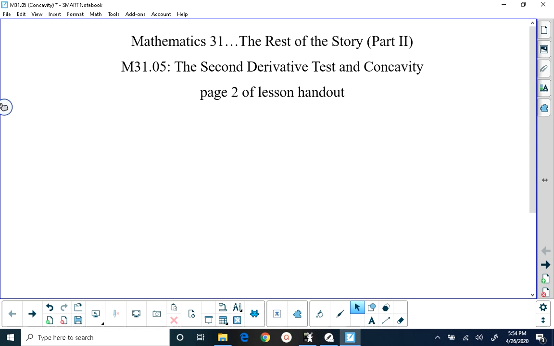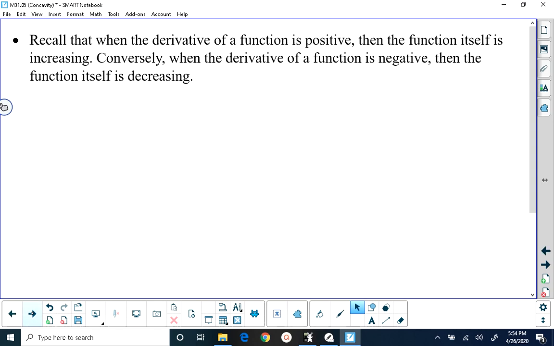We're looking today at lesson 31.05, which deals with something called the second derivative test and concavity. And this lesson can be found on page 2 of your new lesson handout, which is the rest of the story, part 2. I'd like to review with you briefly here the meaning of a derivative being positive and the meaning of a derivative being negative.